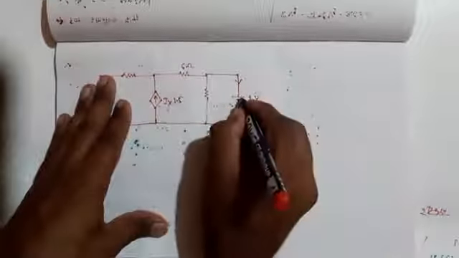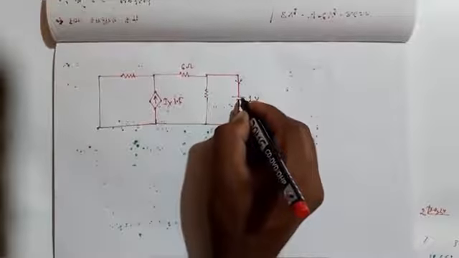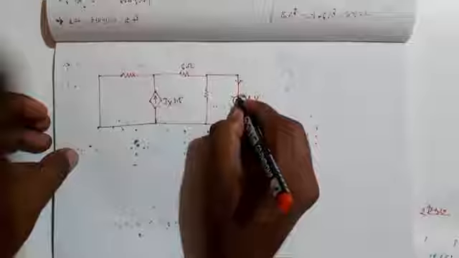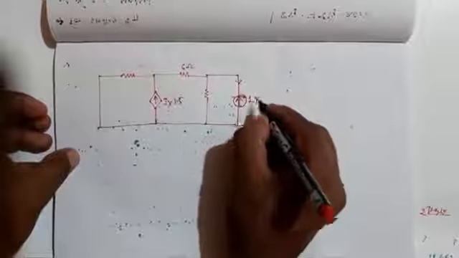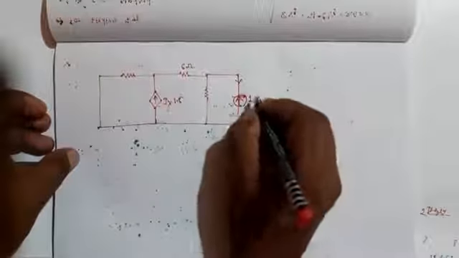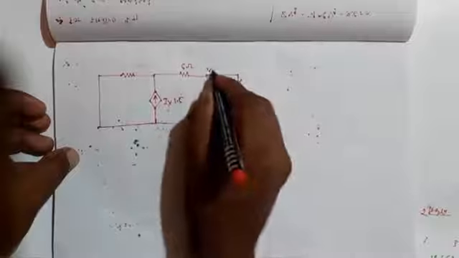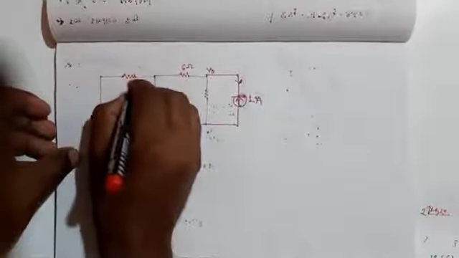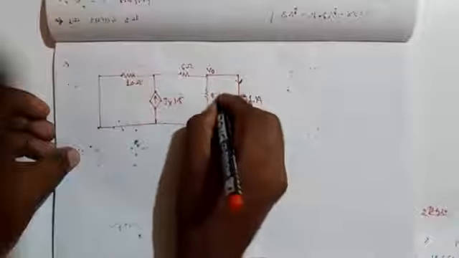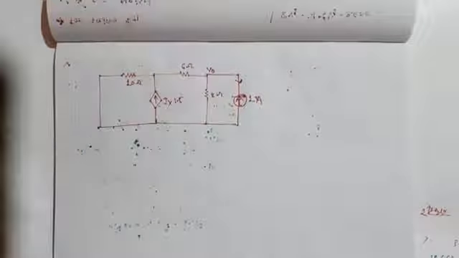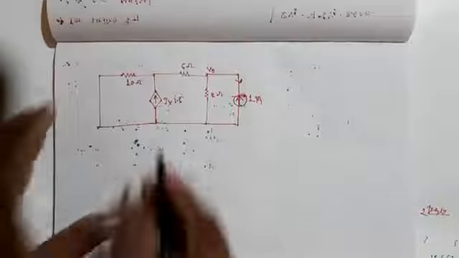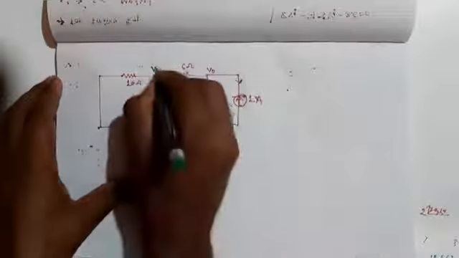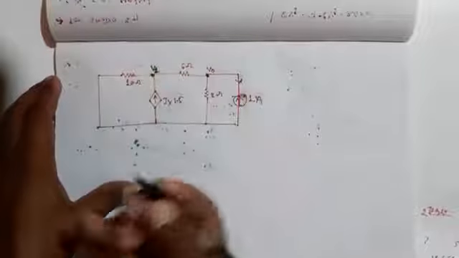Let's connect a current source, and we need to find this voltage. This is 10 ohm, this is 8 ohm. For dealing with this type of problem, we label this V1, this V0. This is node 1 and this is node 2.